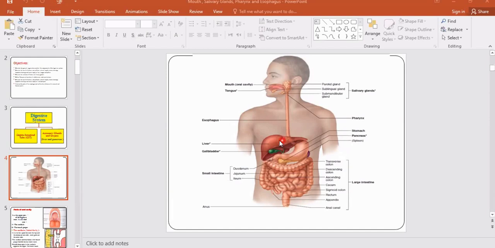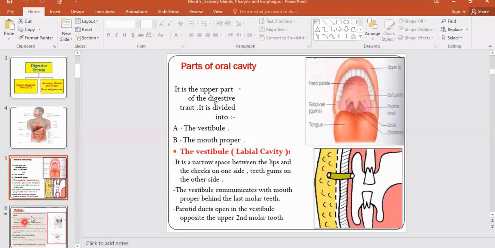Accessory glands: number one, this is your first accessory gland, the liver, and this is the pancreas. The gallbladder also helps in digestion. So this is a general overview of your digestive system. We will go through another slide and start with the oral cavity.